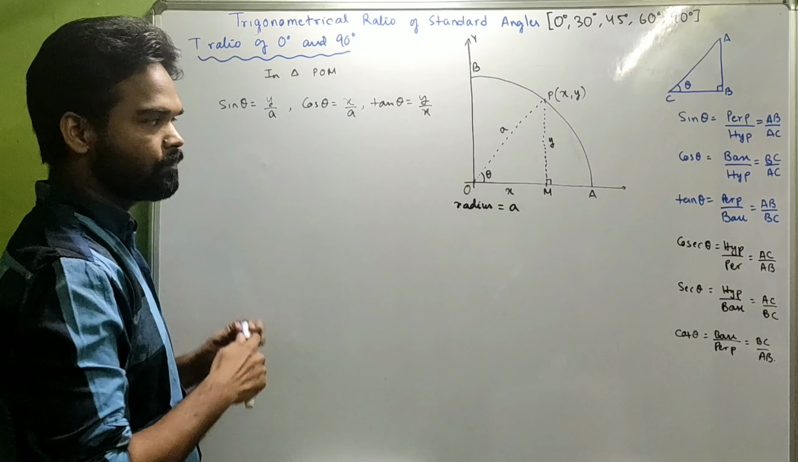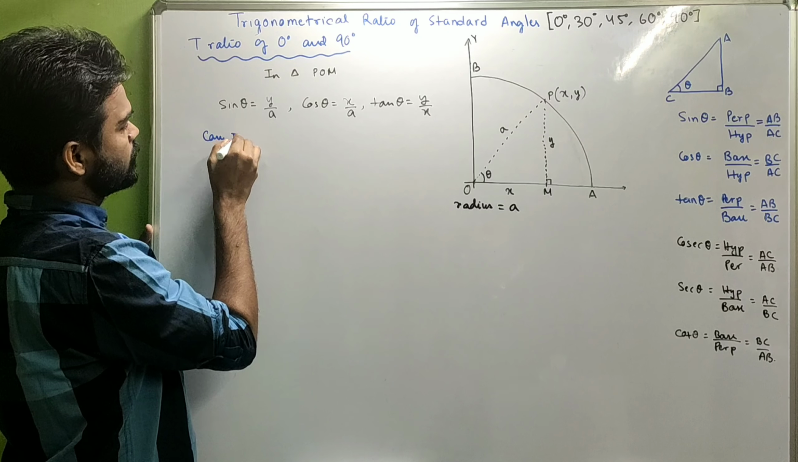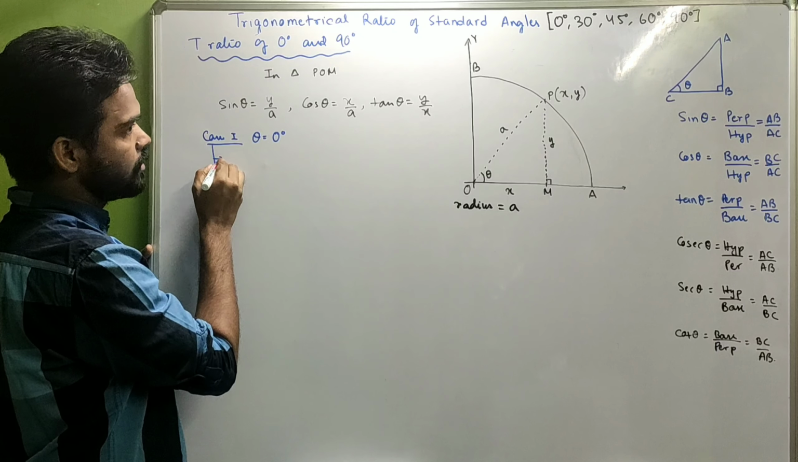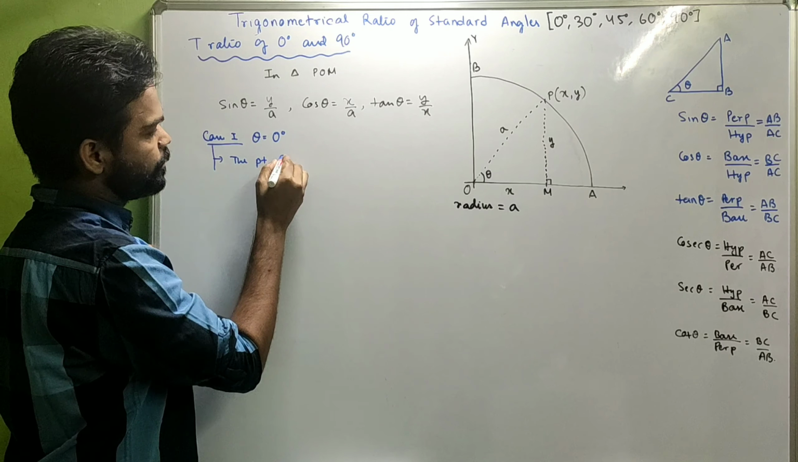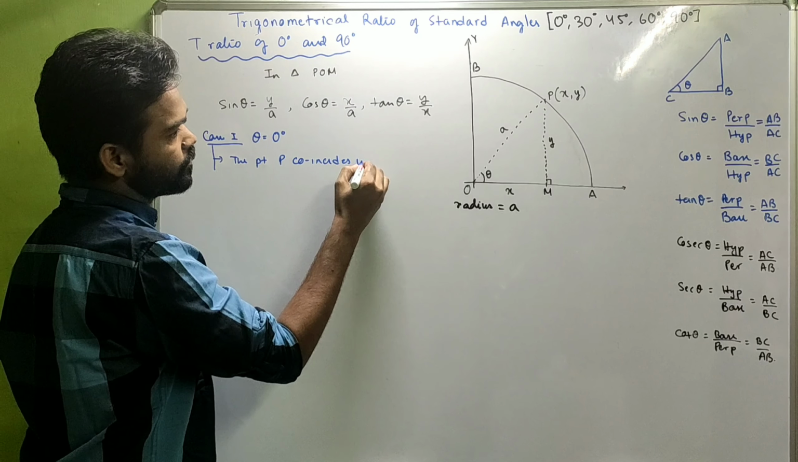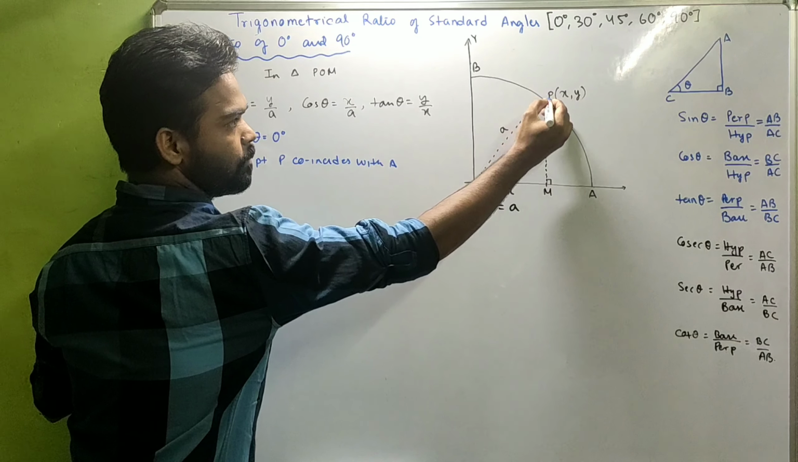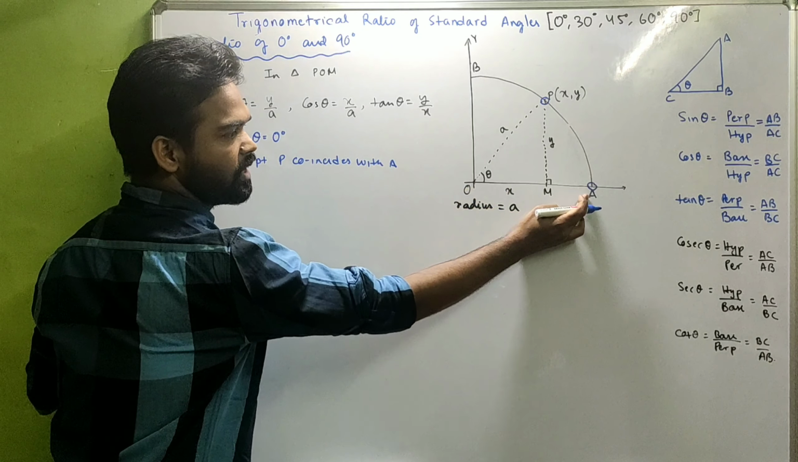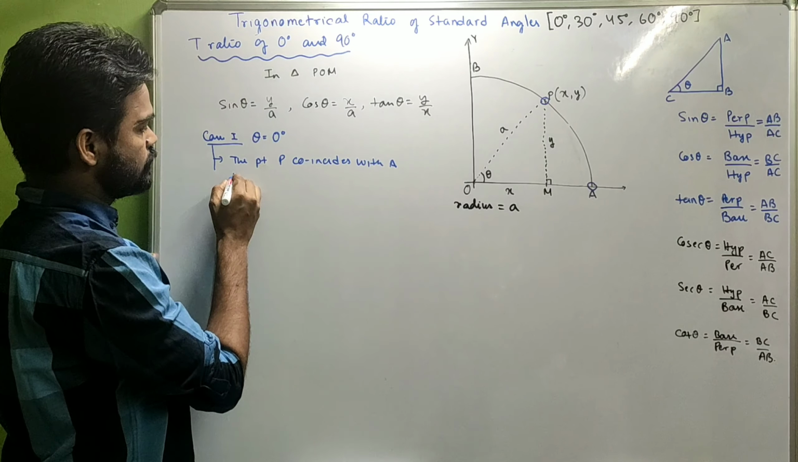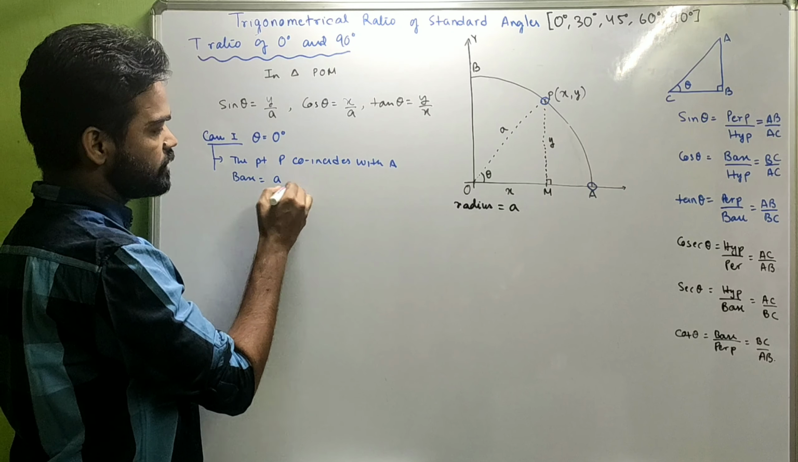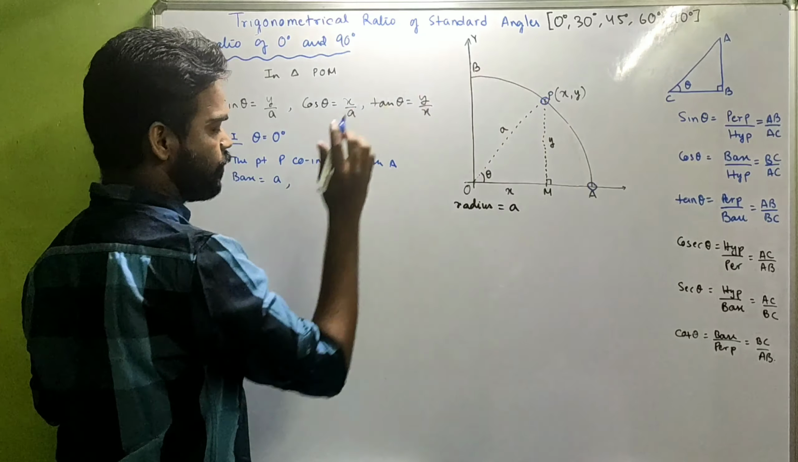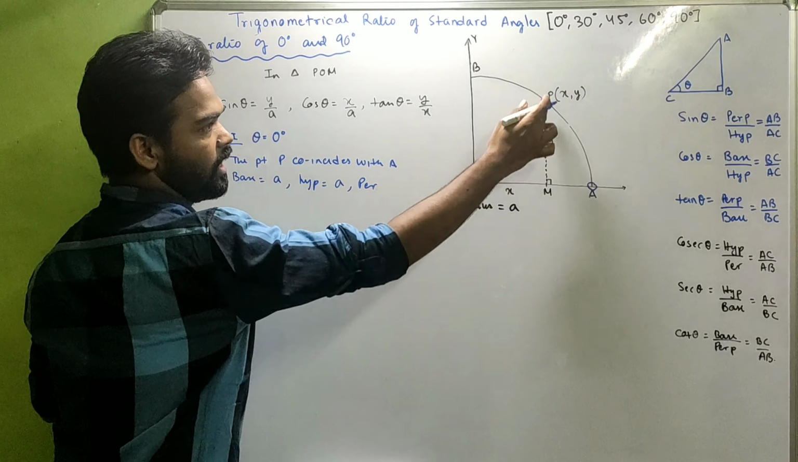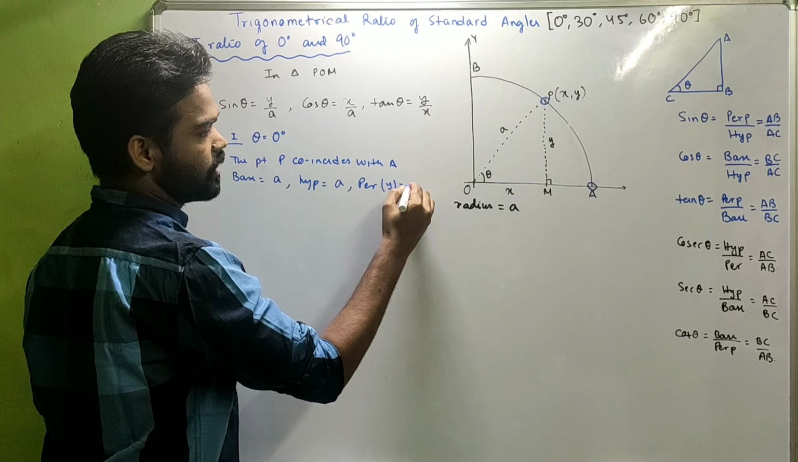Now take a situation, case 1, when theta is 0 degree. Look at the diagram carefully, the point P coincides with A. At that point OA will become your base, which will be equal to the radius. Your hypotenuse will still be your radius, but your perpendicular height, your y, will become 0.